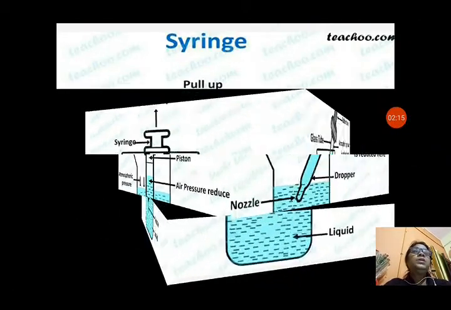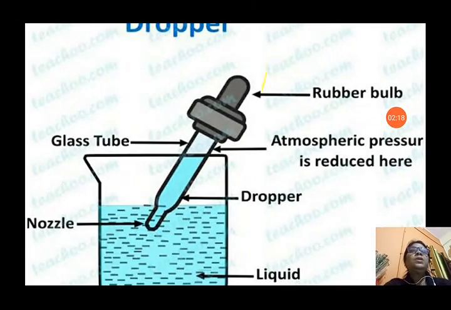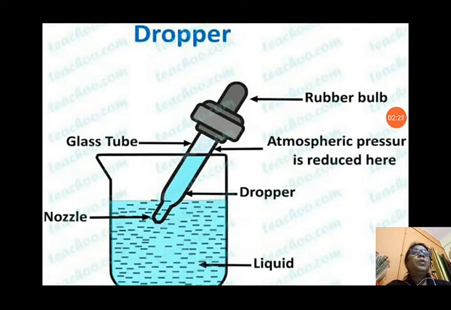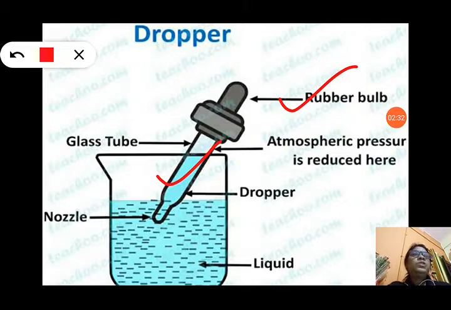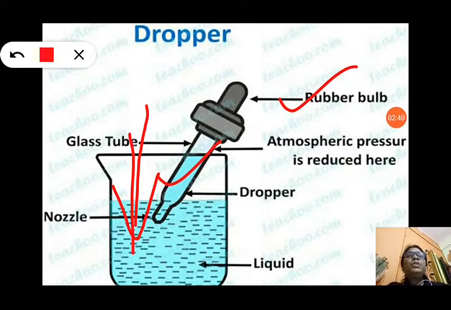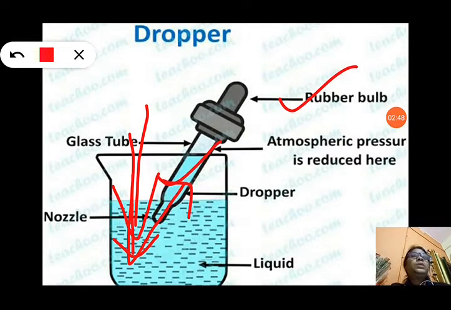Next we will see the dropper, which works the same way. In the dropper there is a rubber bulb and we press the rubber bulb. After that, what happens? The glass tube of the dropper becomes empty. But we know that the medicine or ink, whatever liquid you are taking, is in the container, and atmospheric pressure is falling over this liquid. So this atmospheric pressure lets the liquid enter into the tube, because the tube is empty. We have removed the air by pressing the rubber bulb.